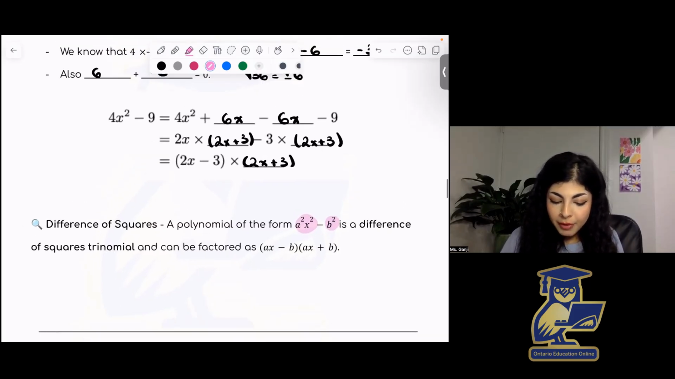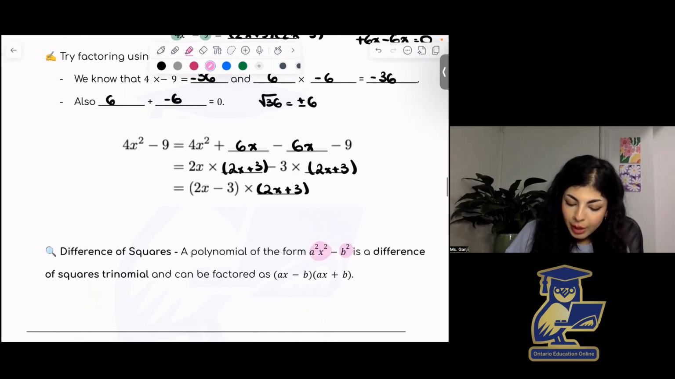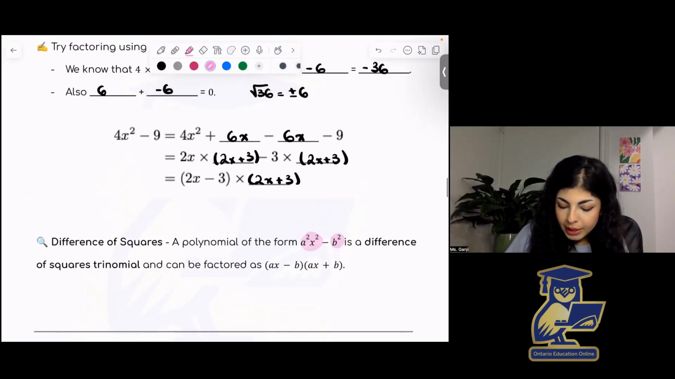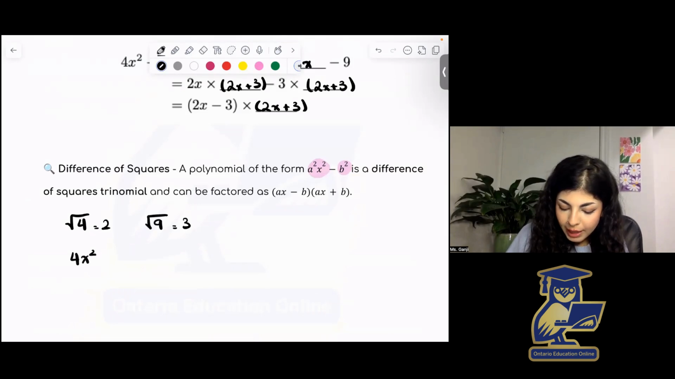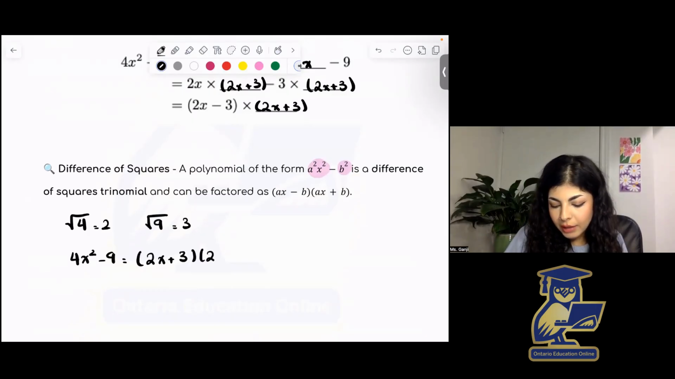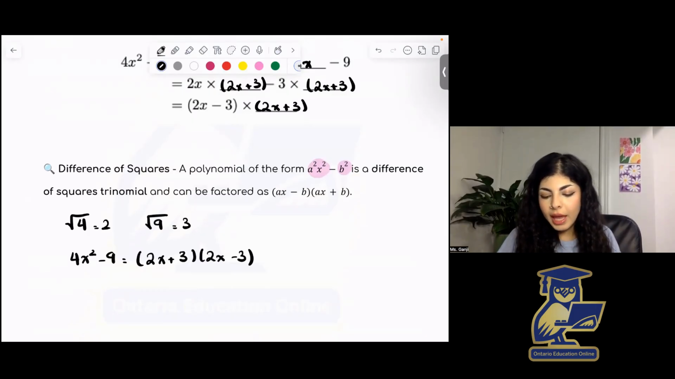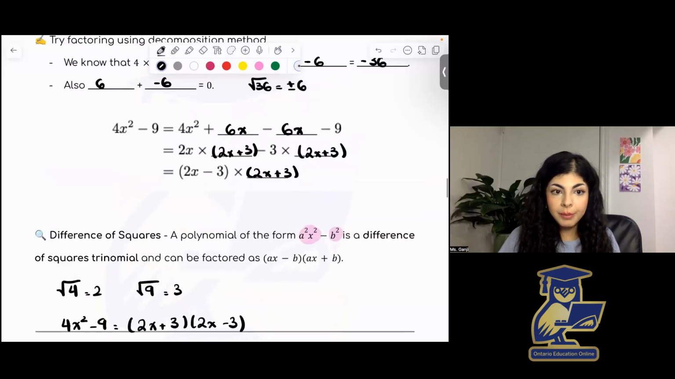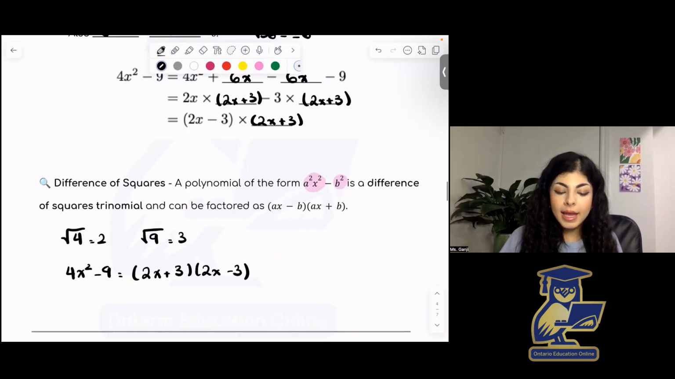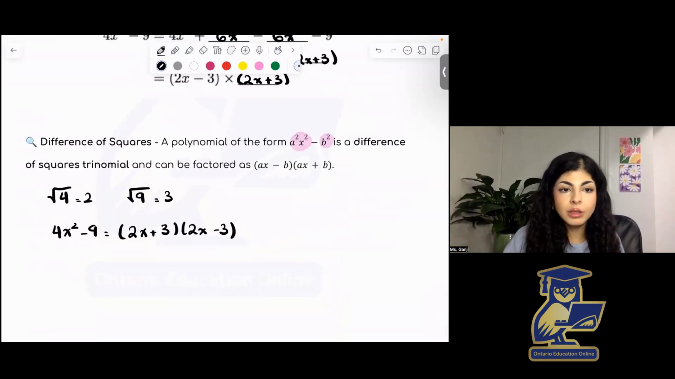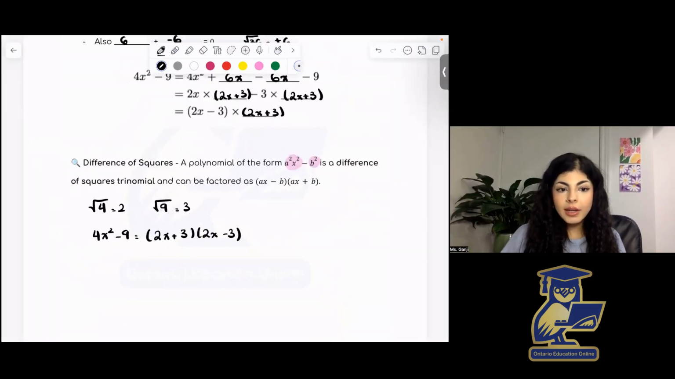So in our example above, because we knew that the square root of 4 is 2 and the square root of 9 is 3, we could have right away written 4x squared minus 9 as 2x plus 3, 2x minus 3, without doing any of this additional work that we just did above. So just based on knowing the definition, you can acknowledge that it is a difference of squares, so you are able to apply this. So that is the end of our lesson for today.